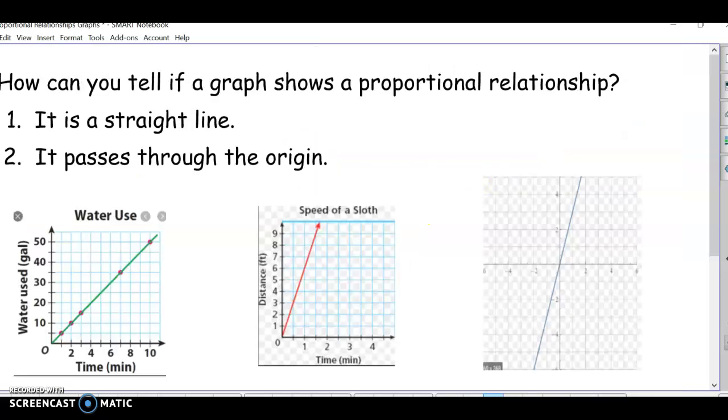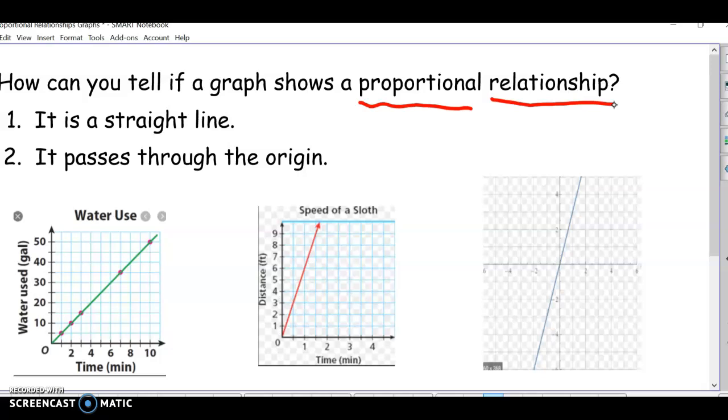Okay. All right, now, hopefully you remember this. You guys were great at this in class. How can you tell if a graph shows a proportional relationship with a constant rate? There's two ways. It has to be a straight line, and it has to pass through the origin. It has to pass through the origin.